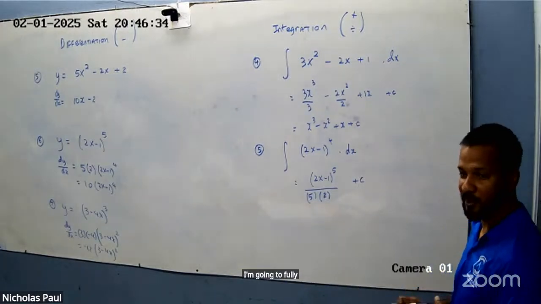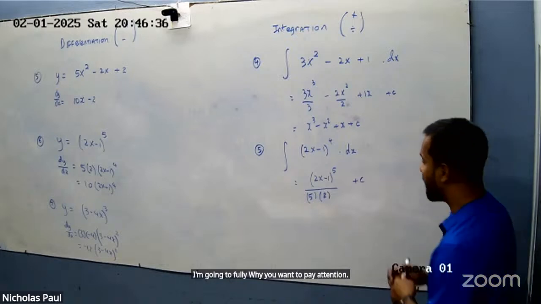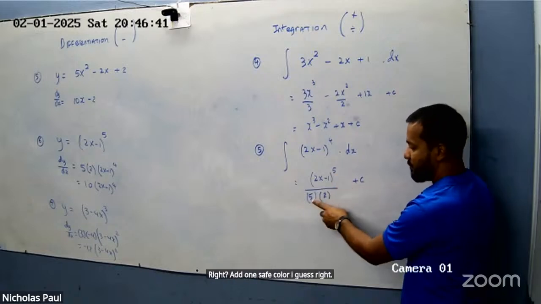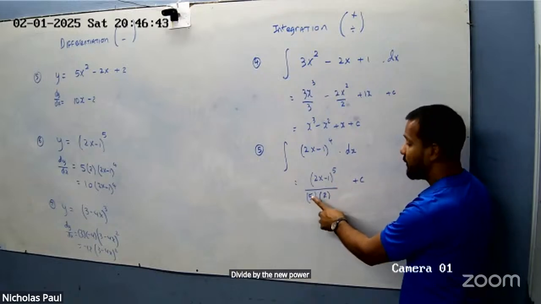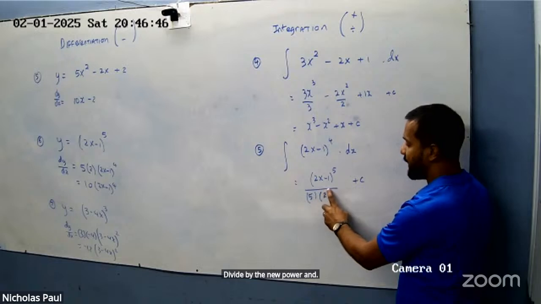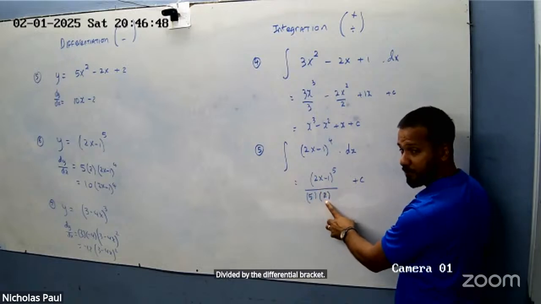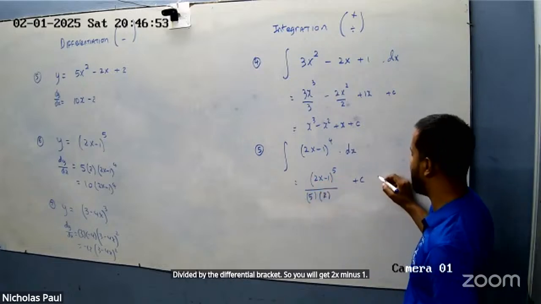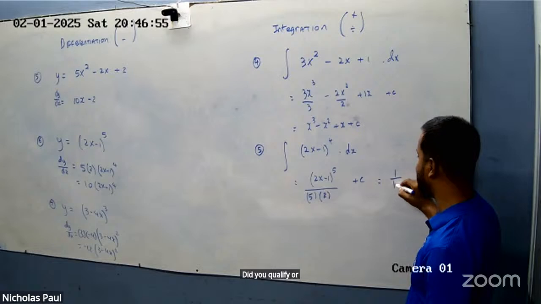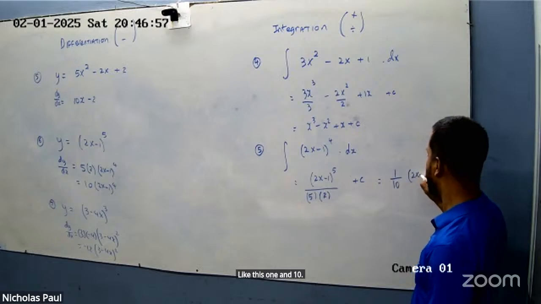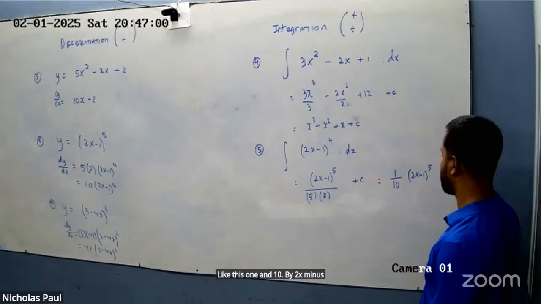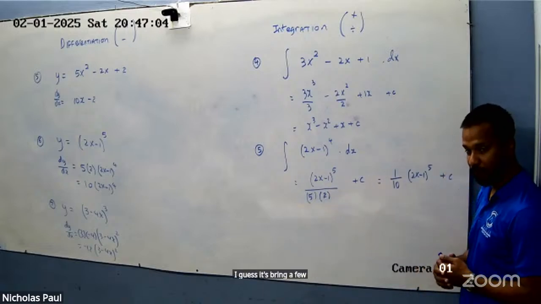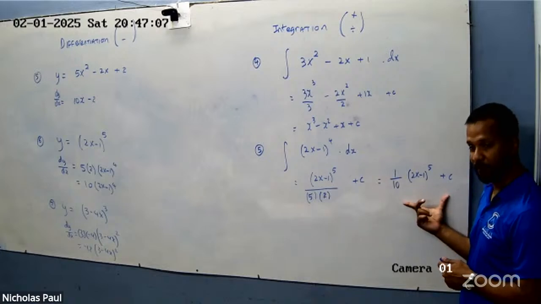Right? Add 1 to the power, I get 5, divide by the new power, and divide by the differential of the bracket. So you will get 2x minus 1 to the power of 5, or you can write it like this, 1 over 10 times 2x minus 1 to the 5 plus c. Okay, I just bring up the 1 and I just bring up 10. So I can write it like this as well. Okay.